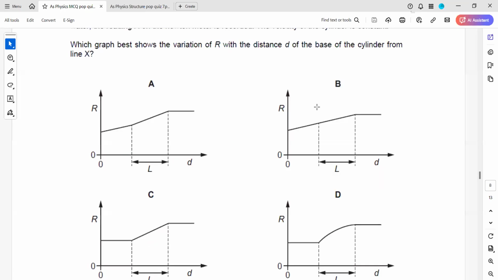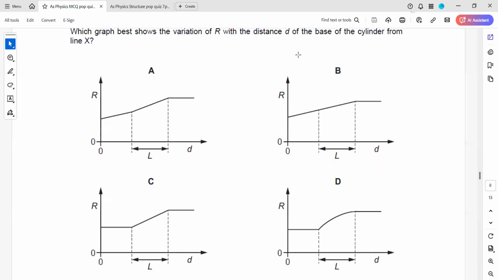So when we check option A, why is it wrong? A is wrong because when the object is completely submerged, inside the liquid, R will not change. So A and B are wrong. Either C or D can be the answer. For C or D, the first part is correct. When the object is coming out, the length of the object is L.